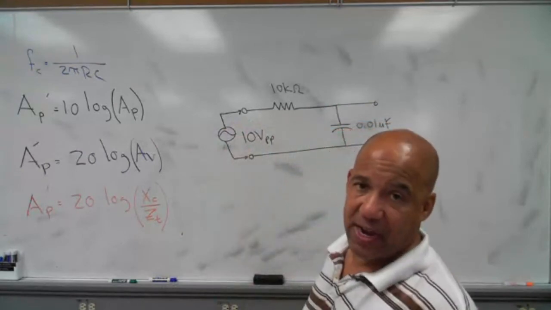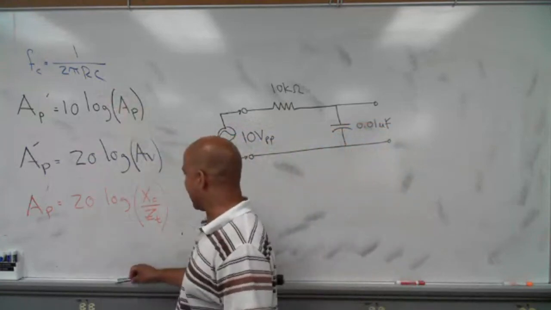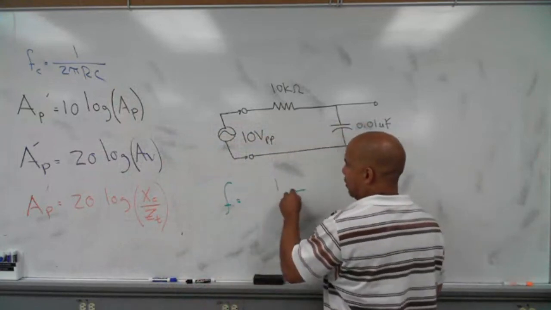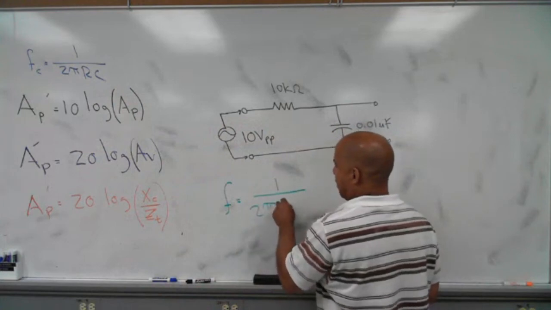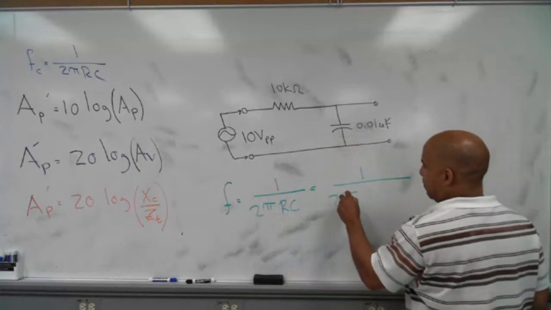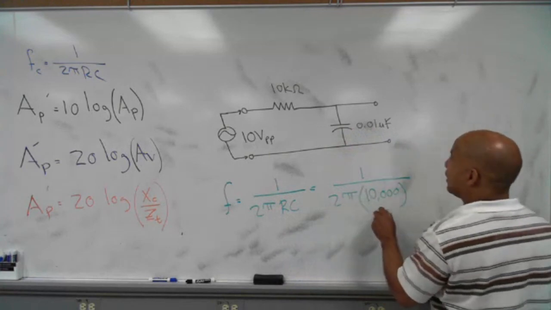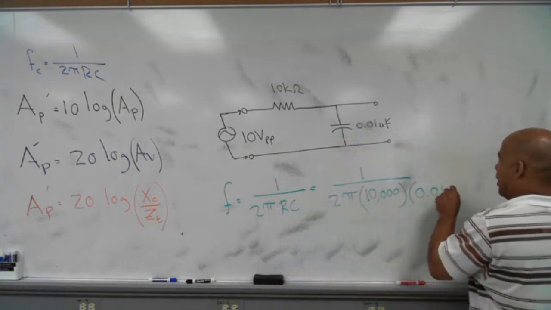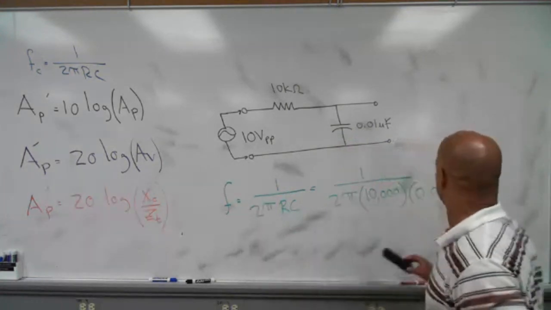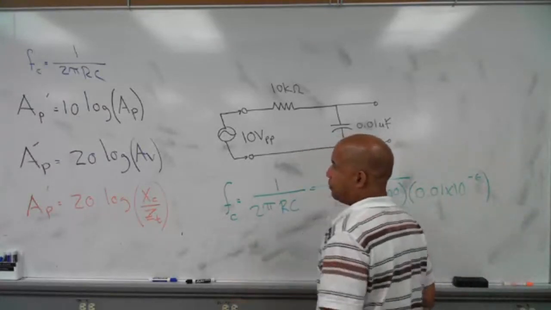The first thing they want us to do is find the critical frequency. That's so simple. It's just that formula. So everybody should have got that one. The critical frequency is 1 over 2 pi RC. It's going to be 1 over 2 pi, I got 10,000, I'll leave off the units, and I got 0.01 times 10 to the minus 6. Again, I'll leave off the units. What do you get for the critical frequency? Anybody?